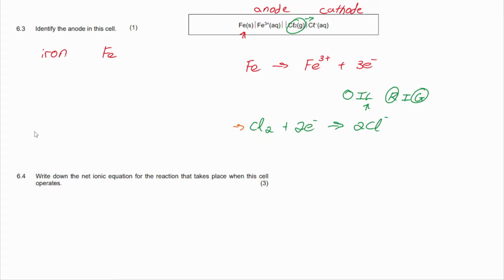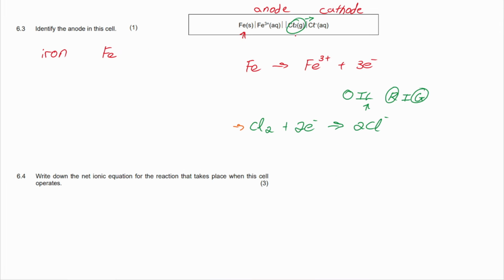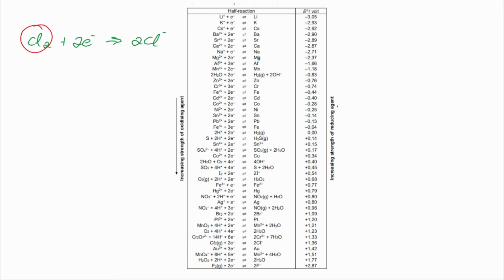Let me actually bring that up. We didn't actually have to think about this balancing, because we're looking for chlorine, and we know chlorine is reduced, because reduction happens at the cathode. So we're looking for chlorine somewhere here on our table. Remember, these are all written as reductions, because you can see all of these have electrons on the left-hand side. So these are all reduction reactions.